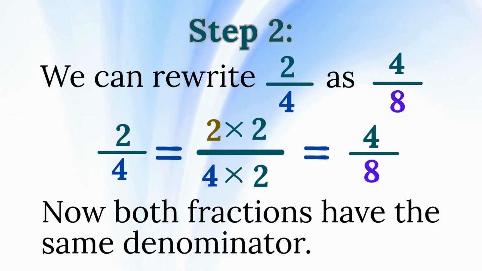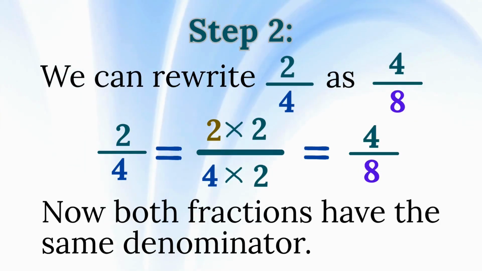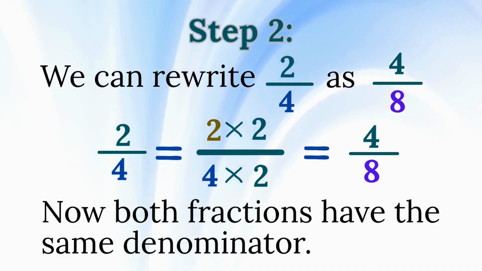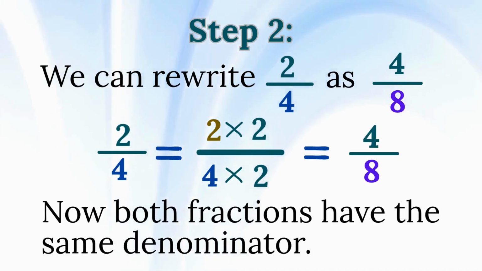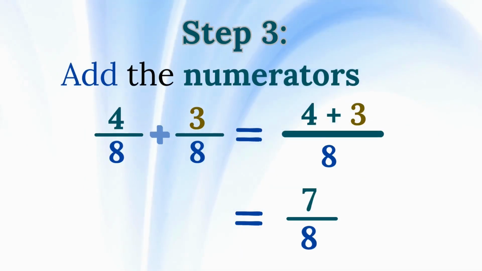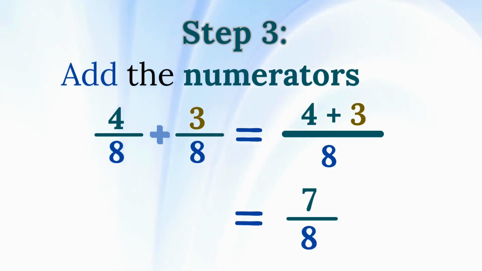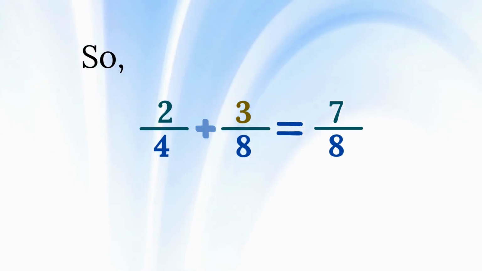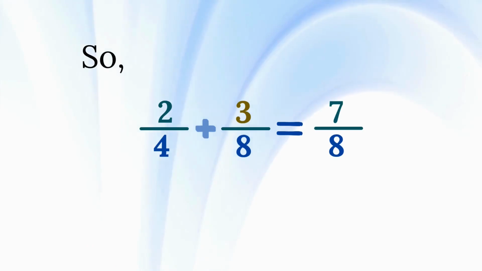Step 2. Rewrite 2/4 as 4/8 by multiplying both the top and bottom by 2. 2 times 2 is 4, and 4 times 2 is 8, so 2/4 equals 4/8. Now, both fractions have the same denominator. Step 3. Add the numerators. 4 over 8 plus 3 over 8 equals 7 over 8. So, 2 over 4 plus 3 over 8 equals 7 over 8.